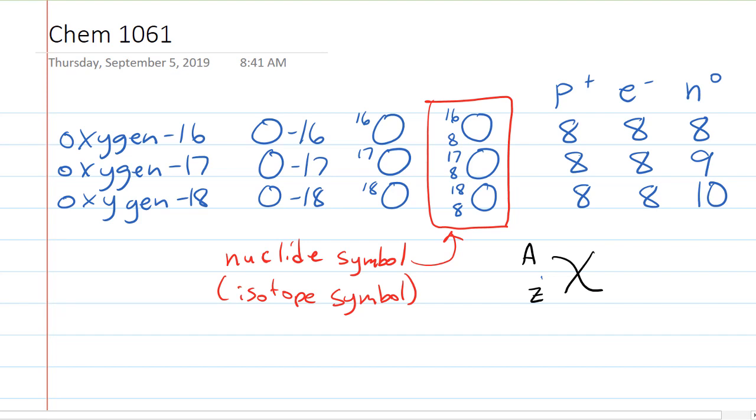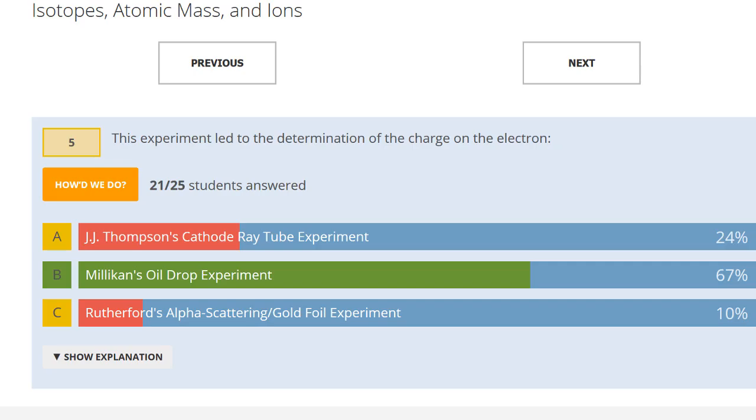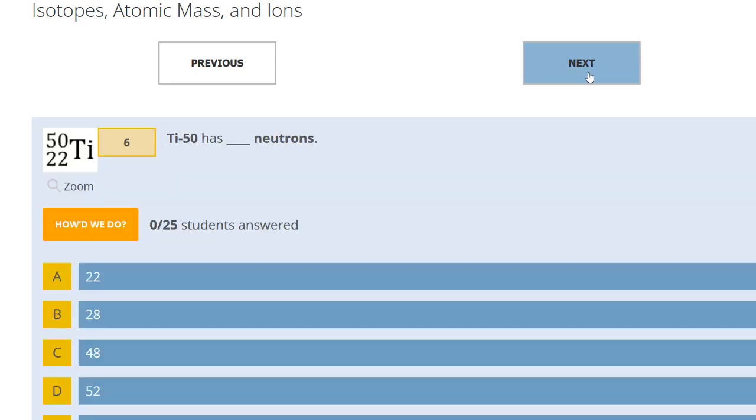Let's see if you can figure it out by going to our Socrative app. How many neutrons are there in titanium 50? Please talk this out. If you're unsure, don't just put in a random answer. Talk to your neighbor.